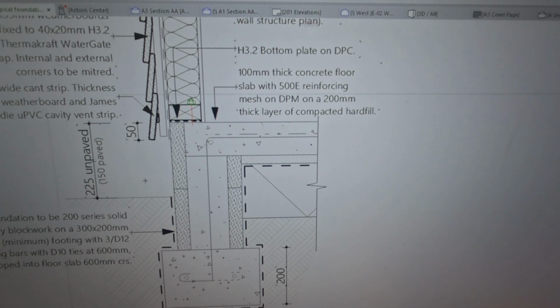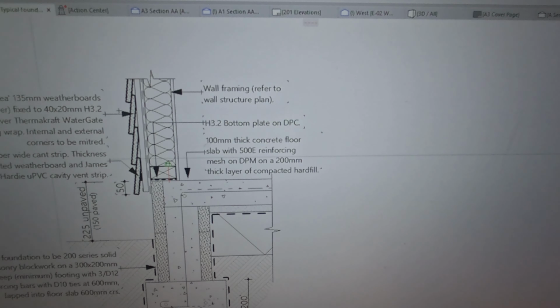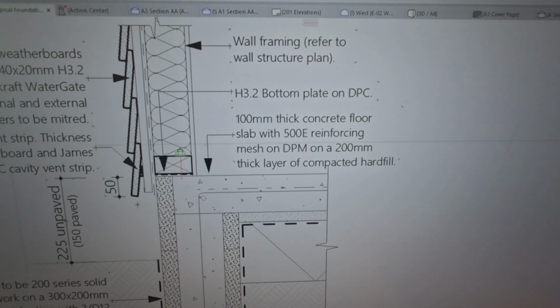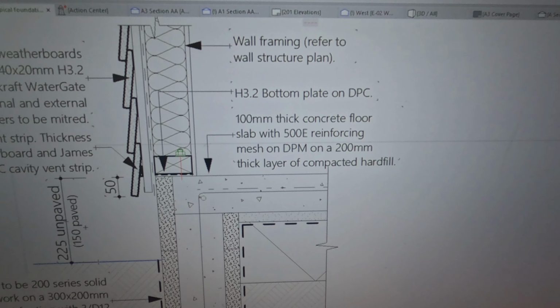Then another critical thing is, if you're using, say, linear weatherboard cladding, it will have to drop down the foundation at least 50 mil below the slab level, like that. And then this distance from the top of the slab to unpaved ground is normally 225 millimeter clear. Or if this was paved, then this will just be maybe 150. So from there, it will probably be 150 to paved ground.